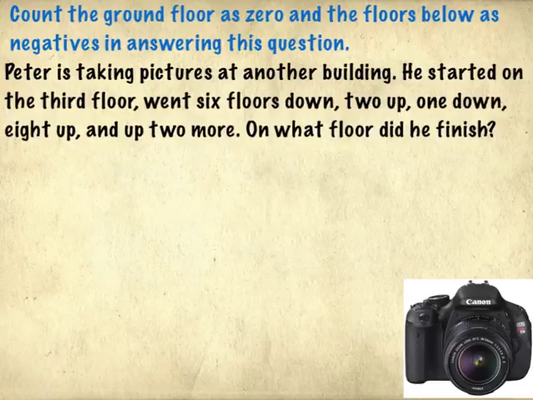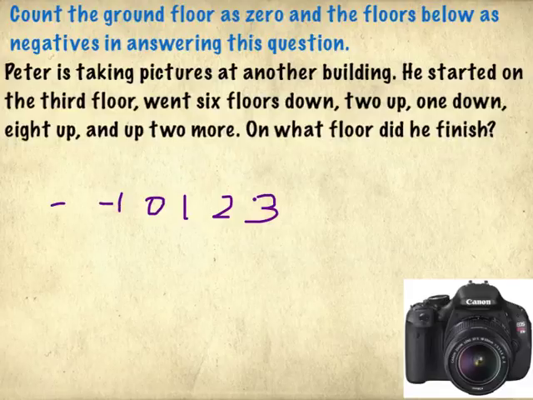So again, this time he started on the 3rd floor, not the ground floor, so that's really important. He started at the 3rd floor and he went 6 floors down. So if he started at 3 and he went down 6, he's going to go down 1, 2, 3, 4, 5, 6. He's on -3. Then he went 2 up, so that's going to go 1, 2. So now he is at -1.